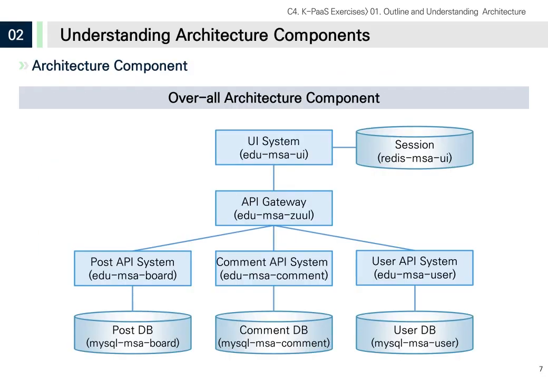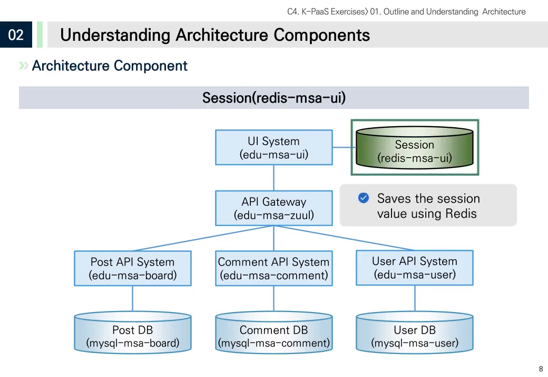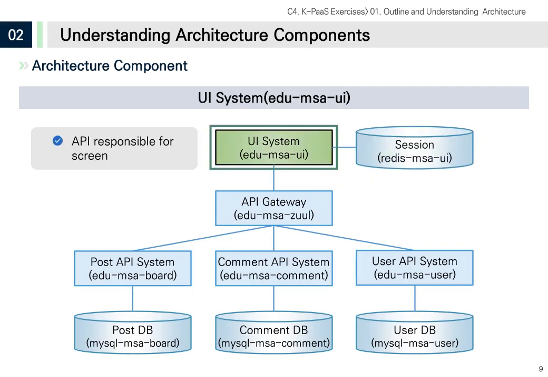Part 2. Understanding Architecture Components. Picture 1 in the textbook is the overall architecture configuration of the Container Platform Exercise Environment. Let's start with Session, which is located on the right side at the top of the diagram. The session uses Redis to store and manage data. It also works with the UI system to store the session values needed to access the portal. The UI system shown at the center is responsible for servicing the on-screen functionality that works on user interface screens, such as login, sign up, bulletin board, and commenting.